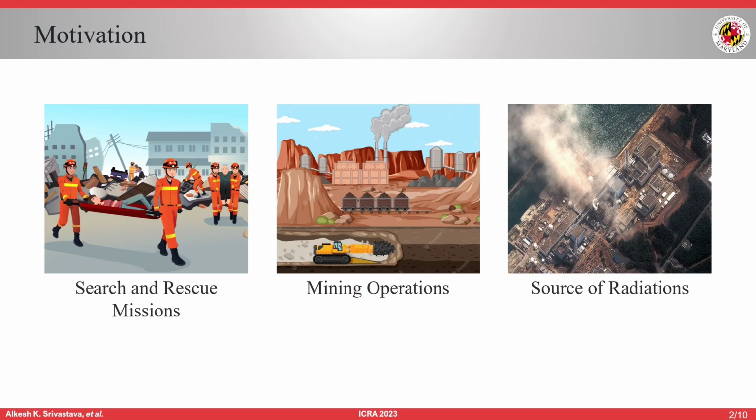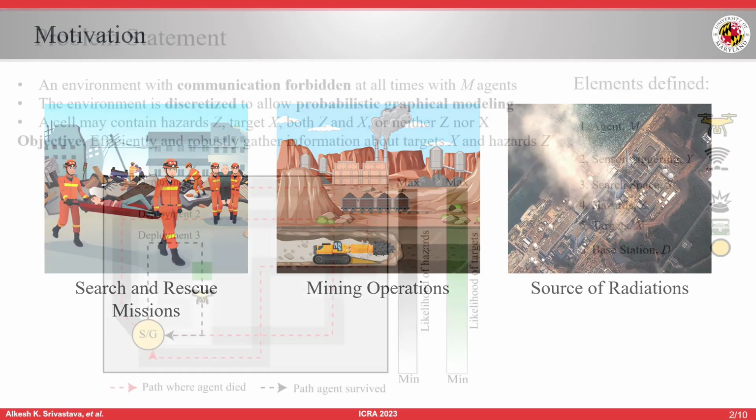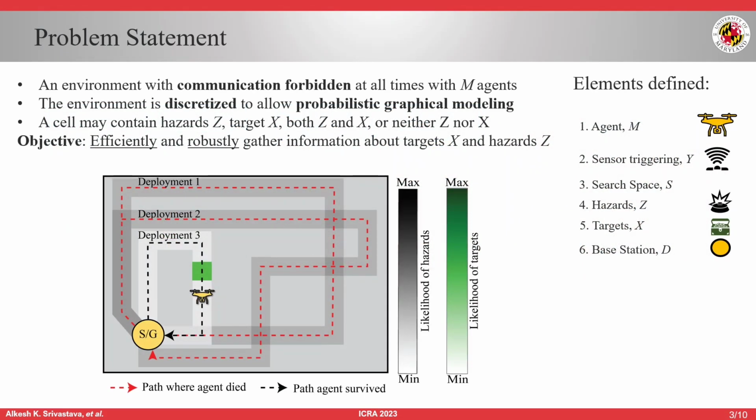So let's talk about the problem. Let's talk formally about the problem that I'm trying to address. Assume that you have an environment, a communication denied environment where communication is forbidden at all times, and we have in total M agents. The environment will be discretized to allow the modeling of a probabilistic graphical model. This will help us in doing the Bayesian network analysis that we'll be discussing in a few slides.